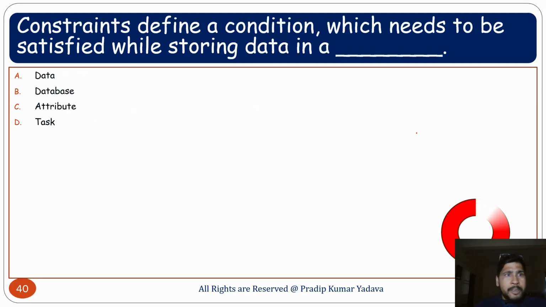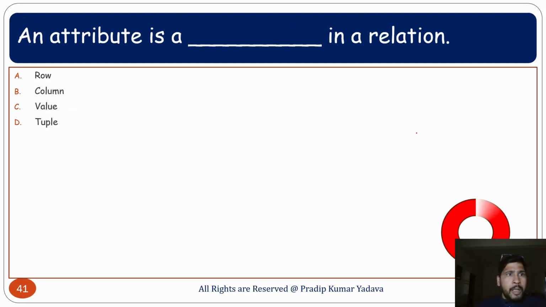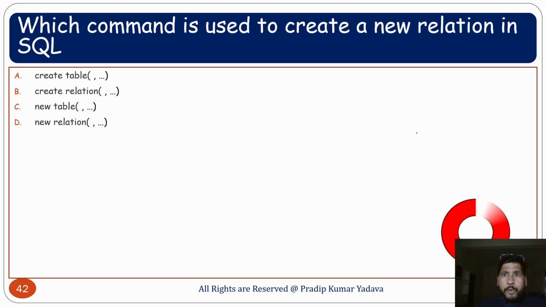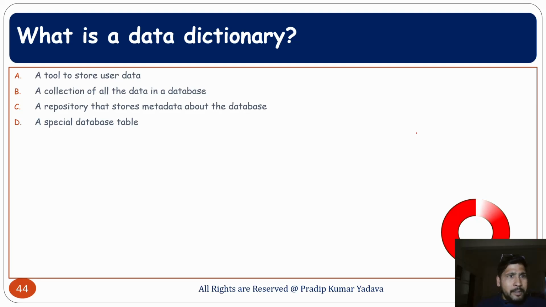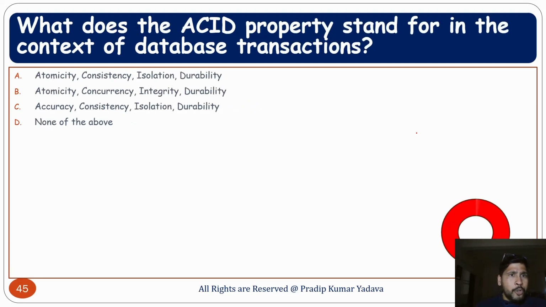Constraint defines a condition which needs to be satisfied while storing data in a database. Yes. An attribute is basically a column, we have already discussed. Which command is used to create a new relation? That is create table. Which of the following is used to modify the structure of a database? So basically that is DDL. What is data dictionary? So basically data dictionary is a repository that stores metadata about the database. I think we have already discussed this question.